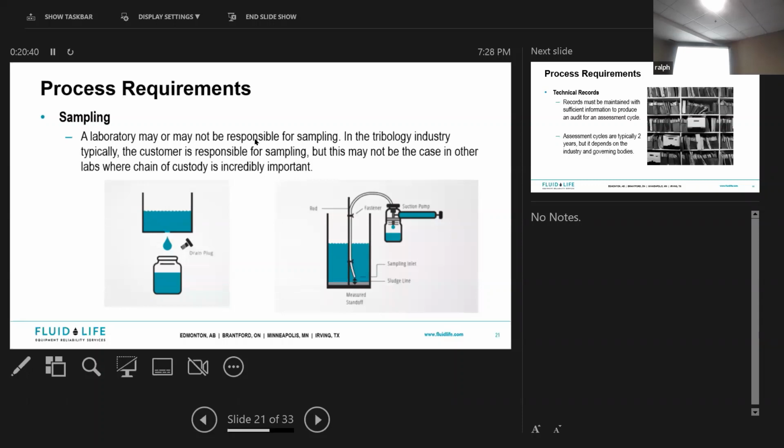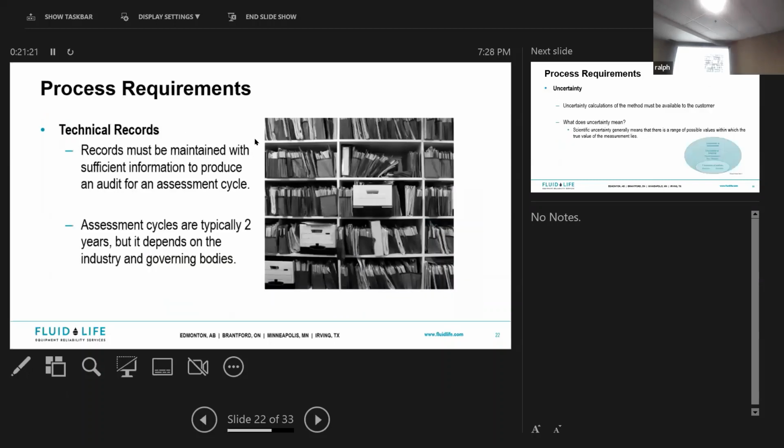All right, sampling. In our industry, we don't sample a lot for our customers. Customers send it to us, but a laboratory in tribology, like I said, it's not very common, but it would be common in places where the chain of custody is very, very important. Something like a forensics lab, chain of custody is extremely important. They can be accredited to ISO 17025 as well as some other standards, but then they would need to be the one taking the sample, because you need to prove that you took it and it's in good hands from beginning to end. It's not really the case in our industry.